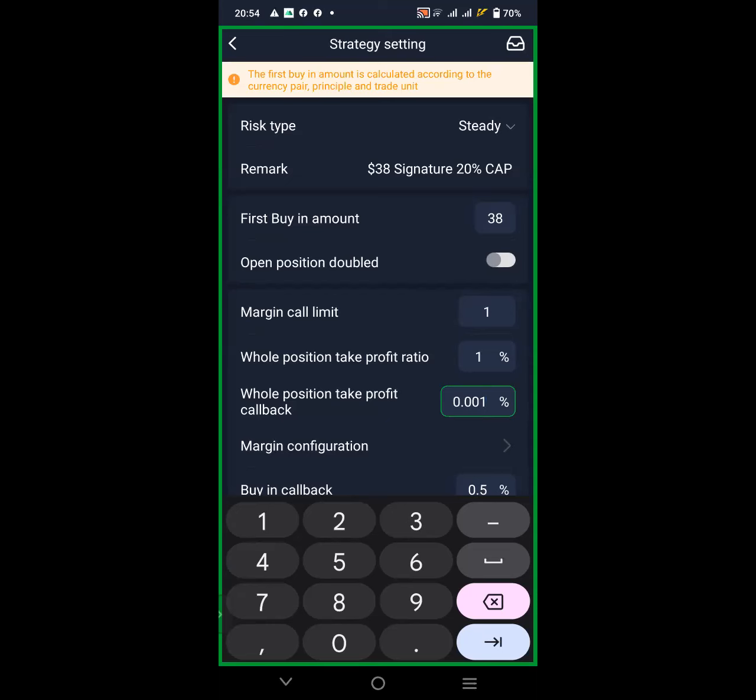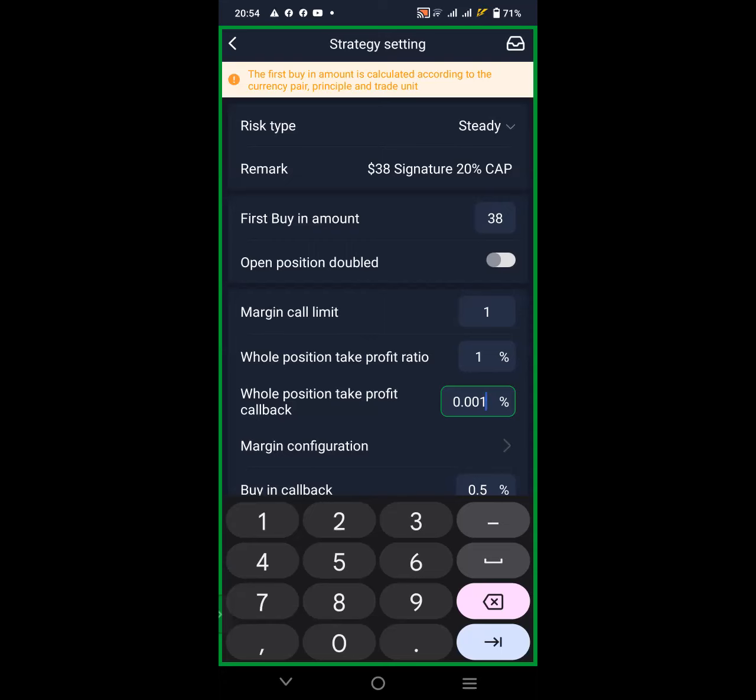That is why we are making whole position take profit callback very small, negligibly small, so that if we realize a certain amount of profit, we capture those profits. So now, let's go. There is also margin configuration. Let's keep that. We'll come back to margin configuration.